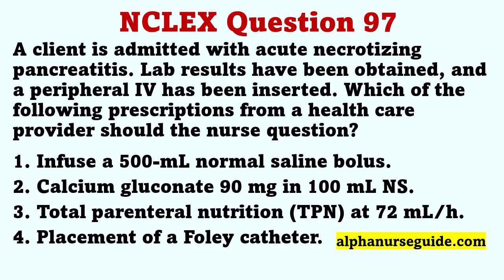The correct answer is 3. Total parenteral nutrition at 72 ml per hour. Clients with acute necrotizing pancreatitis should remain nothing by mouth with early enteral feeding via the jejunum to maintain bowel integrity and immune function. TPN is considered if enteral feedings are contraindicated. Access is also needed for TPN, preferably via a central line.